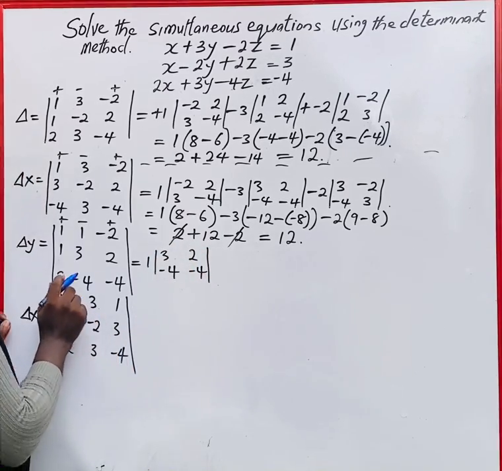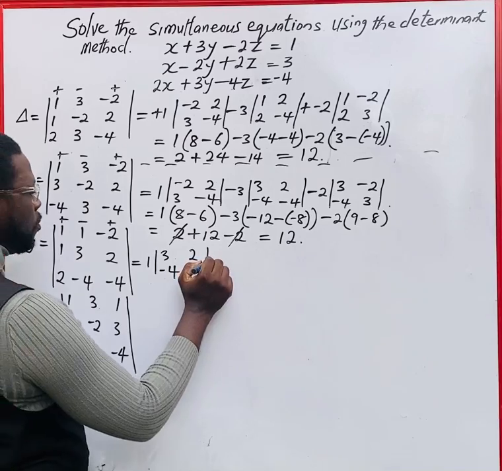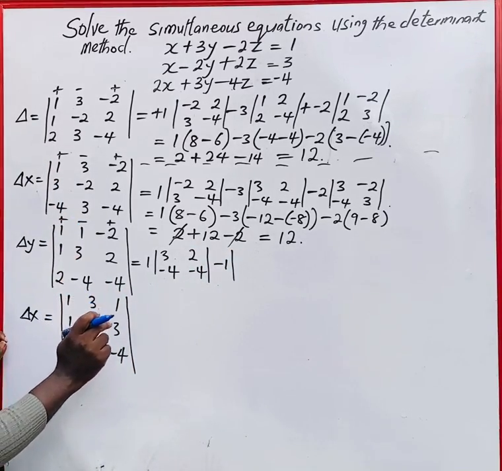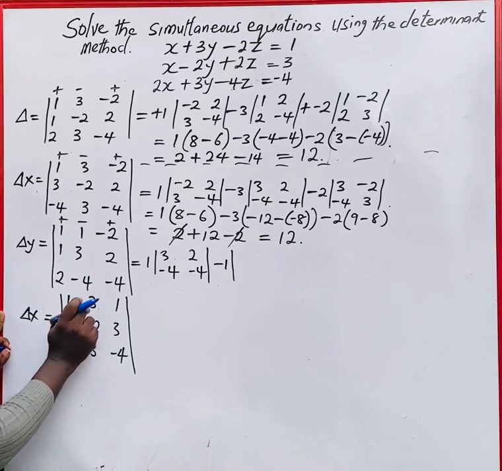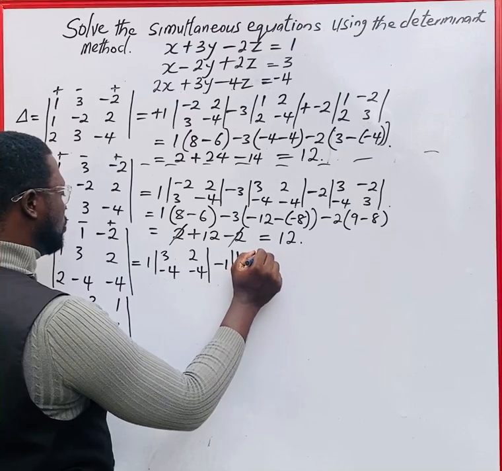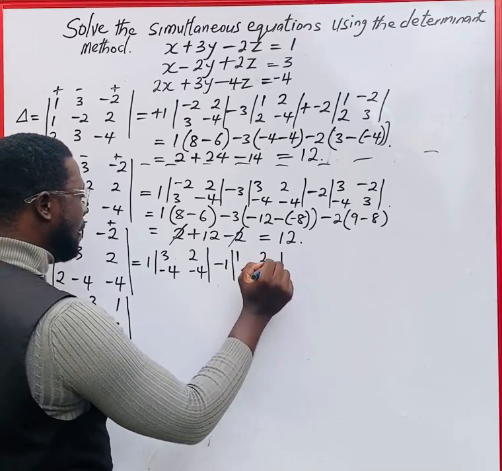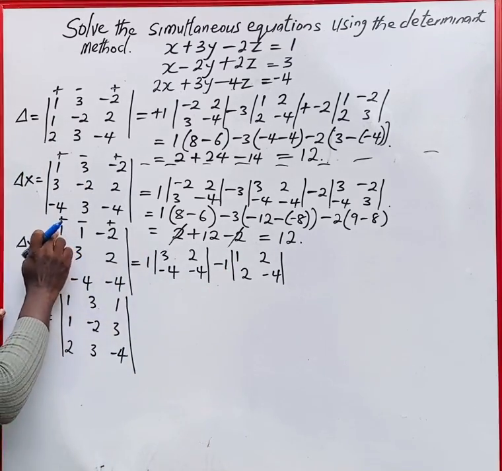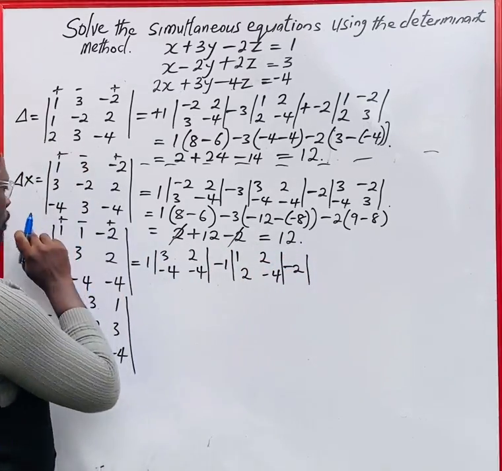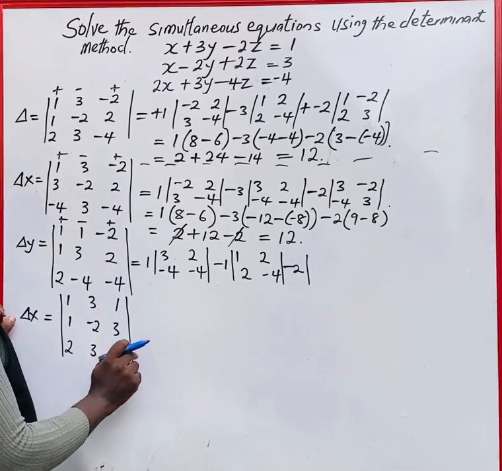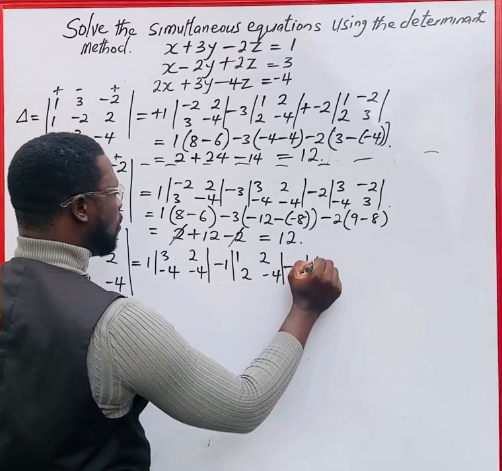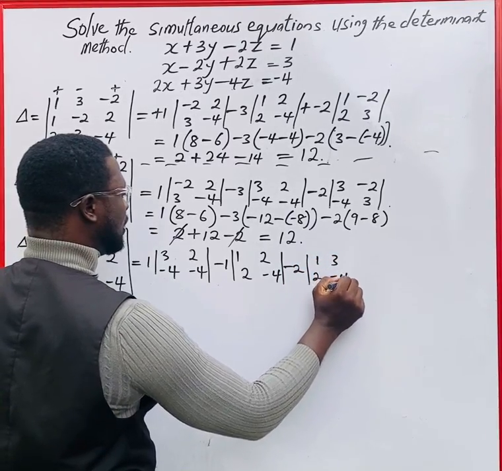All right. So go for the next one, which is minus 1. Close the second column and the first row. We have 1, 2, 2, minus 4. Then we'll go for the last one, which is minus 2. Close the first row, close the last column. So we have 1, 3, 2, minus 4.